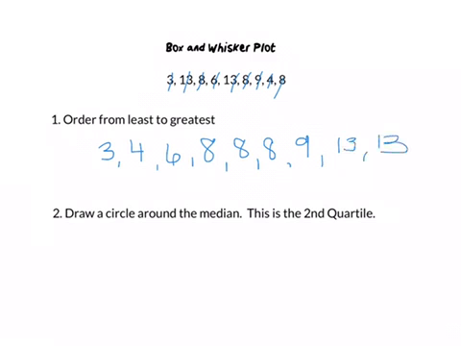My next step is to draw a circle around the median. Remember, the median is the middle number. So in total, I have 1, 2, 3, 4, 5, 6, 7, 8, 9 data points. The middle number would be the 5th data point, which is an 8. This is my second quartile.